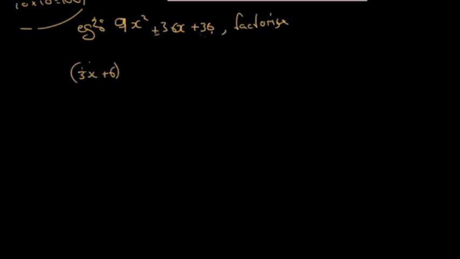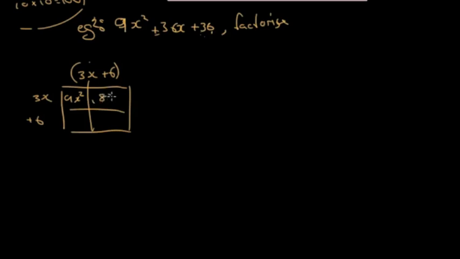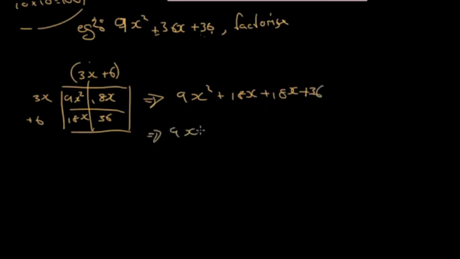But what about if we've got 3x plus 6 again? Chuck that in a box. See what comes out. 9x squared, 18x, 36, which gives 9x squared plus 18x plus 18x plus 36, which gives 9x squared plus 36x. It's meant to be a plus.